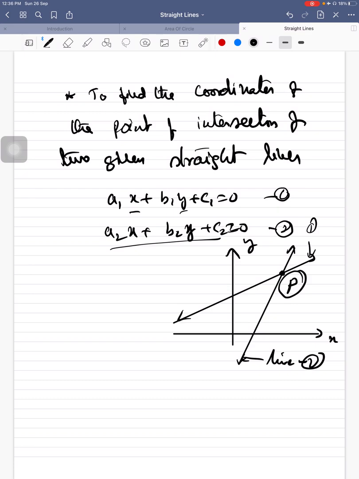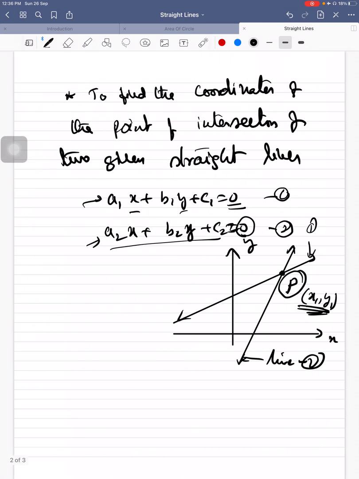Let the point of intersection be (x1, y1). If you substitute this point in the equations, it will satisfy them, that is, it will be equal to 0. Only if we get 0 on substituting will the point P lie on both equations. This is the other concept to find the point of intersection. We do so many problems in algebra, but we should interpret that algebra in coordinate geometry. That is the way to easily understand.